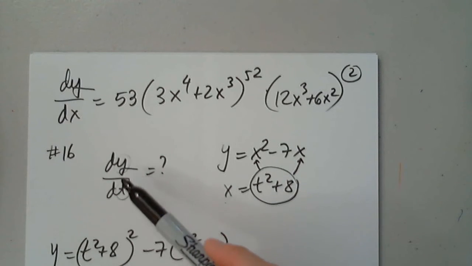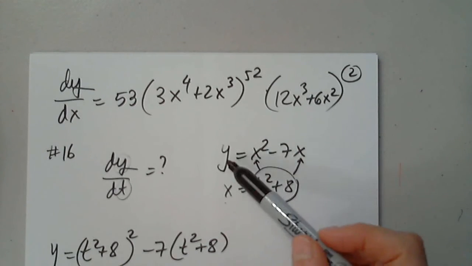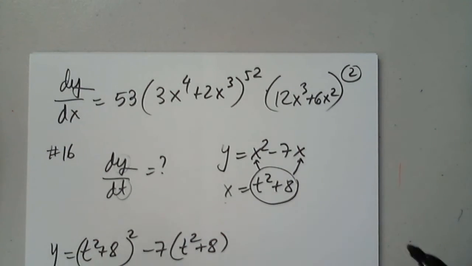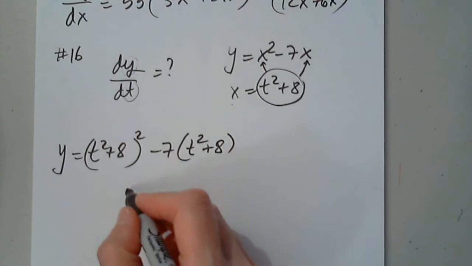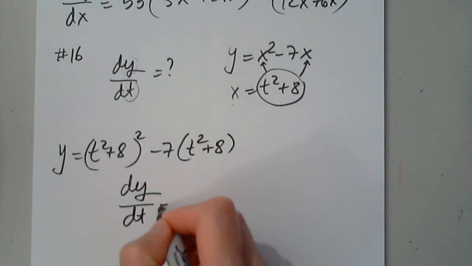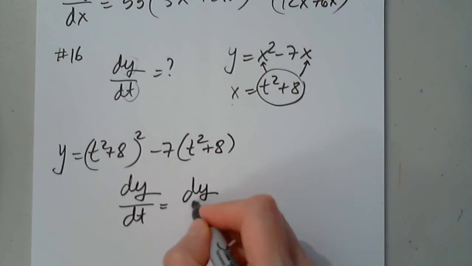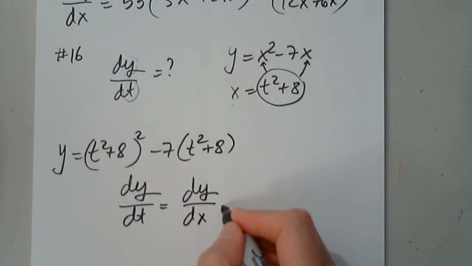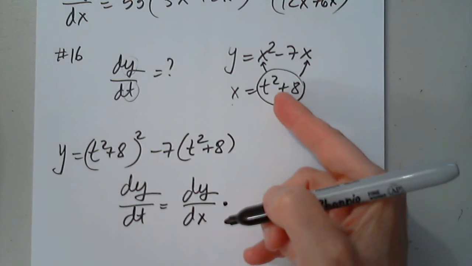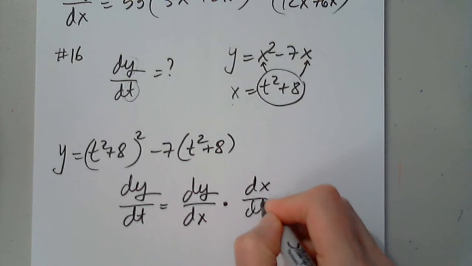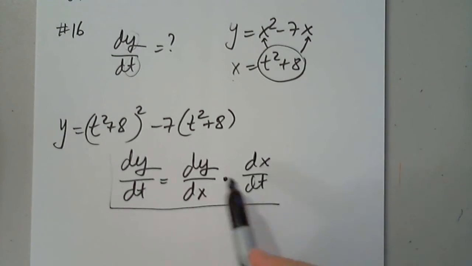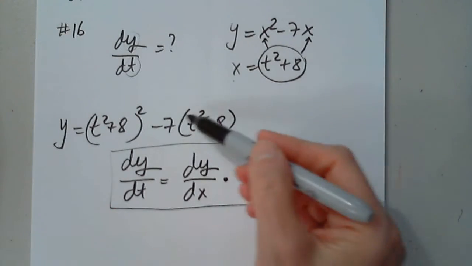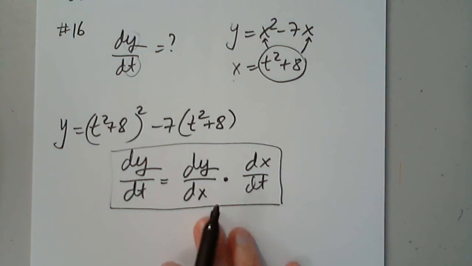So we were asked to find dy over dt. So y equals x squared minus 7x. All I have to do is just replace. Another way would be to write dy over dt is nothing else but dy with respect to x multiplied by dx with respect to t. So one or the other, whichever works for you. This is the straightforward. This may be easier in a way, but this is the straightforward.